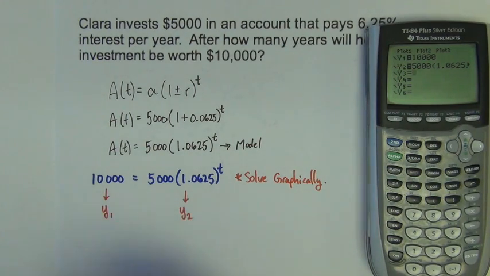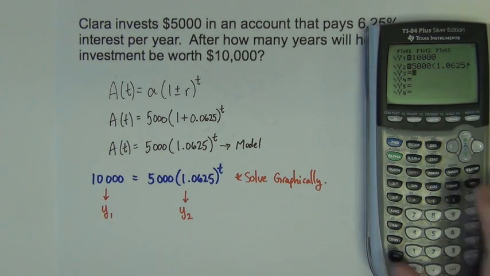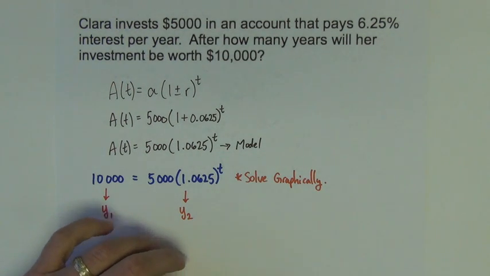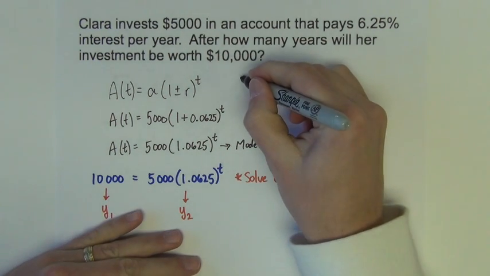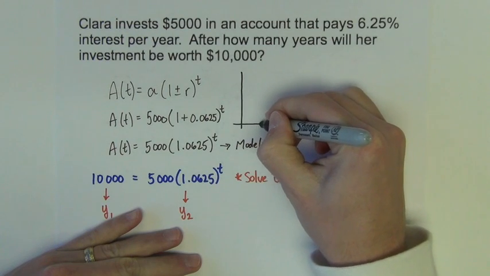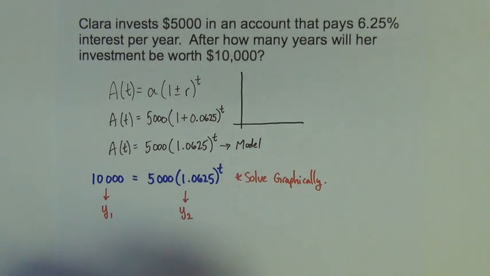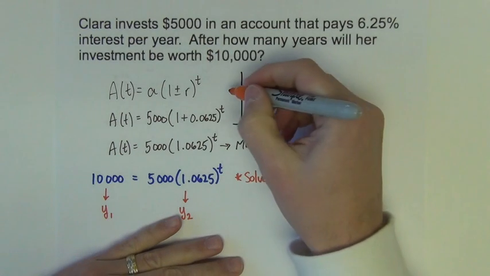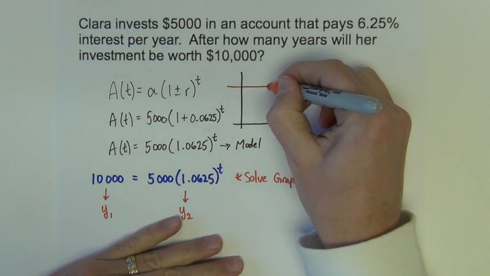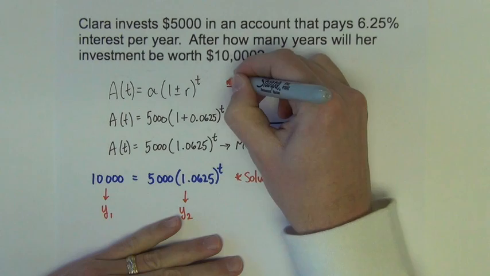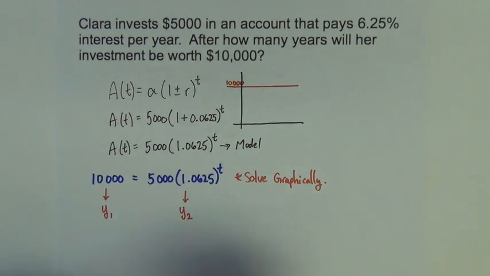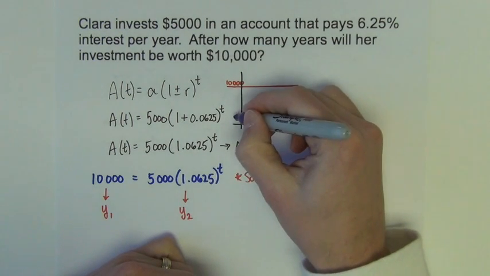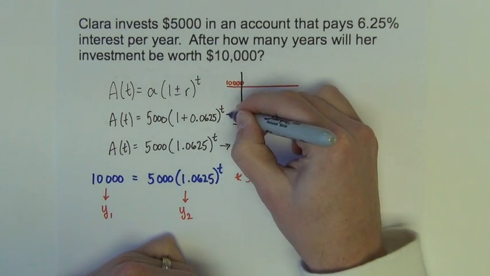Now here's what we're going to attempt to do. Let me try and draw this here on the paper first so that you can see what exactly we're after. We're going to have a first quadrant graph. We're going to make two lines. We're going to have the y1, which is going to be a horizontal line here at 10,000. And then we're going to have a y2, which is this exponential model doing this sort of thing.